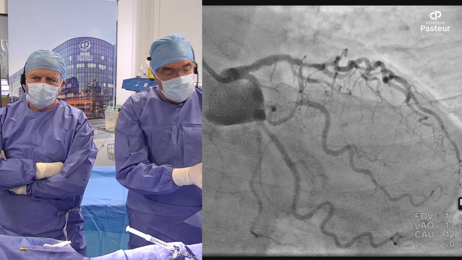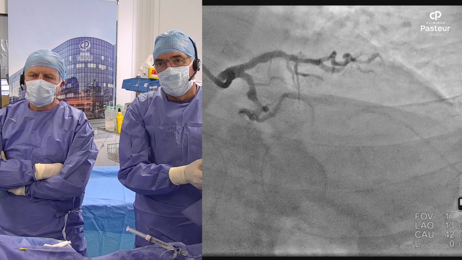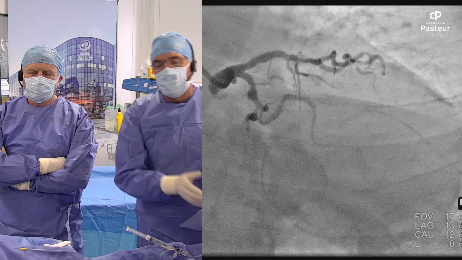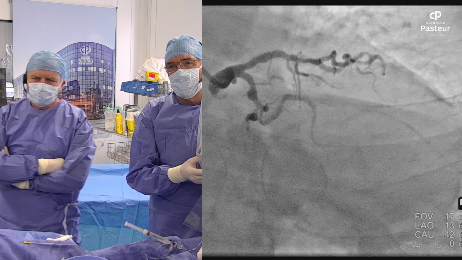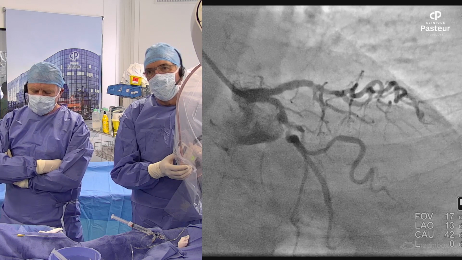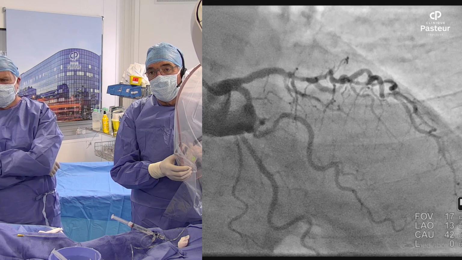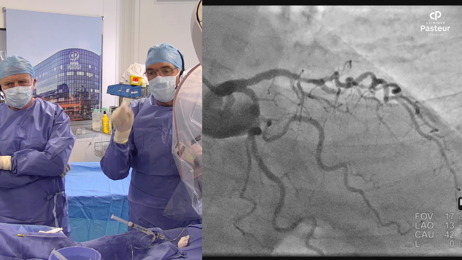Here you could see the circumflex artery. The proximal circumflex has something like an aneurysm proximal to the bifurcation. This is the first point: we have a vessel of around 3 millimeters, followed by a 3.5 enlargement of the vessel. Distal to this pseudo-aneurysm shape, we have the bifurcation OM1, OM2, with a long lesion on the OM1, which was really long and tortuous. You could see the tortuosity of the vessel, and we could anticipate some concern with the trackability of the device.